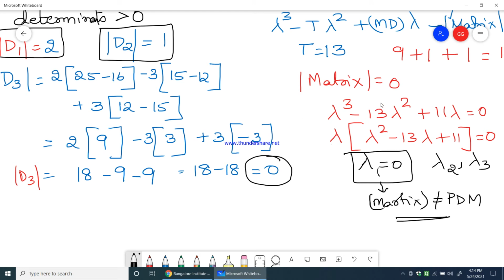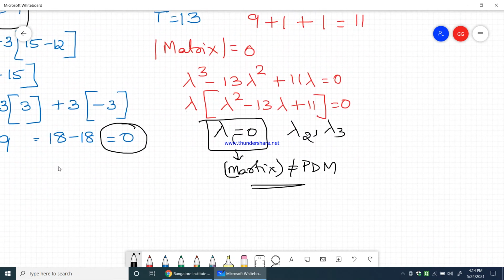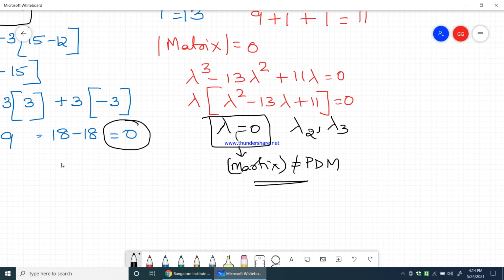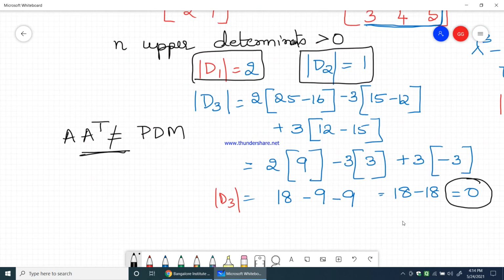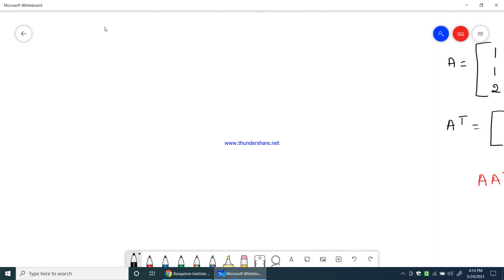This is how we find out the solution. Okay, either you can find out the n upper determinants, or you can find out the eigenvalues, and if you see any one of the eigenvalues is 0 or less than 0, then we say it is not a positive definite matrix. Now, let us go with A transpose into A.